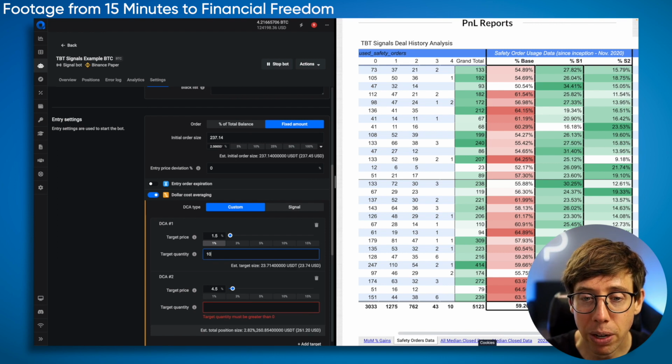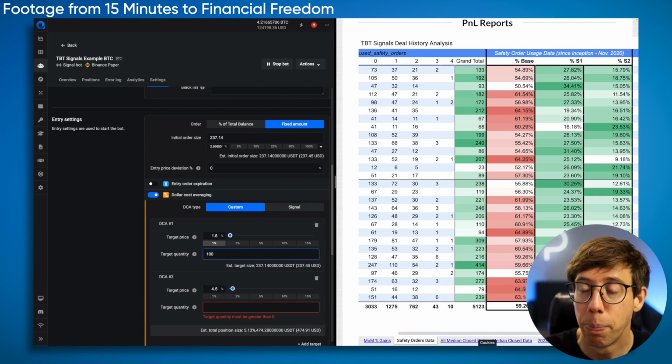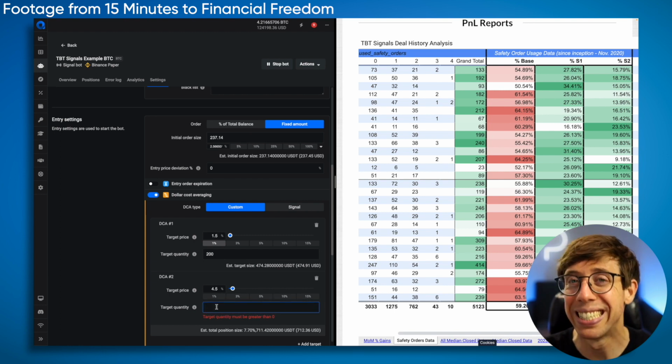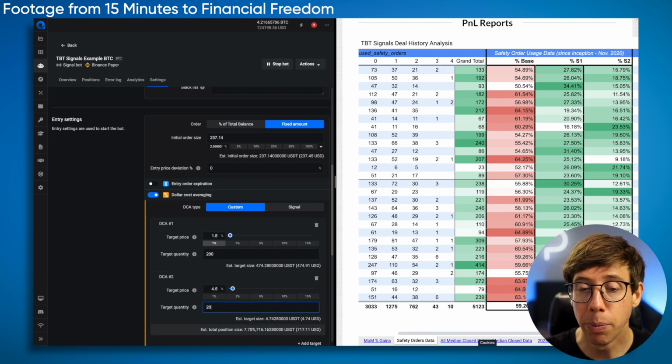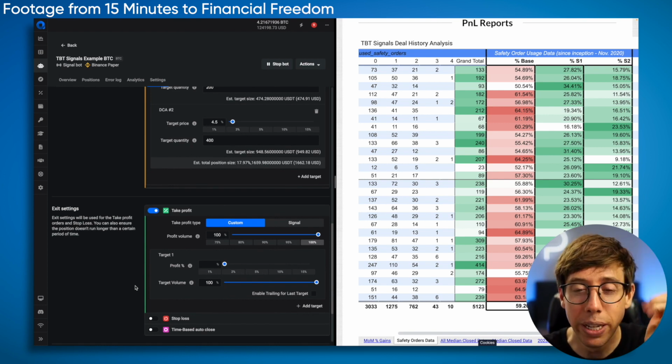If I were to type in 100, then it's going to be that exact number. Because we're using DCA and we're buying more, twice as much as it goes down, the first DCA is going to be 200%, which is doubling whatever this is. So what's DCA 2 going to be? It's not going to be 200%. That's not it. It's actually going to be 400%.